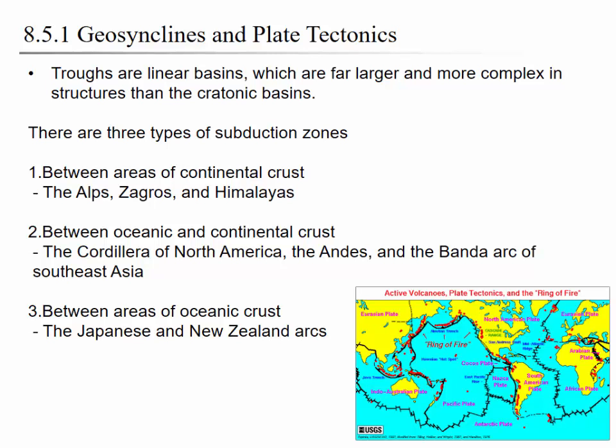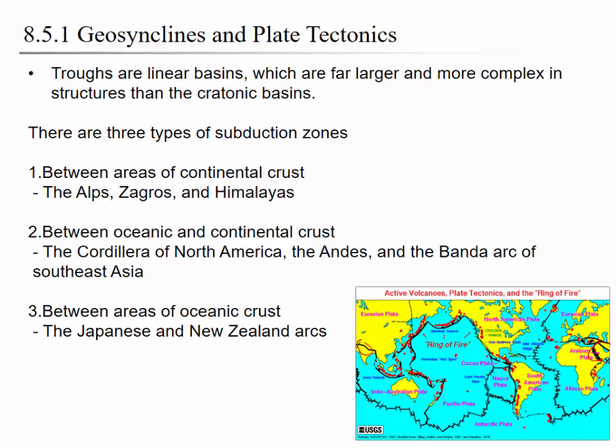There are three types of subduction zone between areas of continental crust. So you have continental crust meeting another continental crust, or you have oceanic crust meeting continental crust, or oceanic crust meeting another oceanic crust. So depending on which crust is meeting the other, you have three different types. And Alps, Zagros, Himalaya is the continental crust. Alps is here. Zagros is in the Middle East here. And the Himalaya here is a continental crust meeting another continental crust.